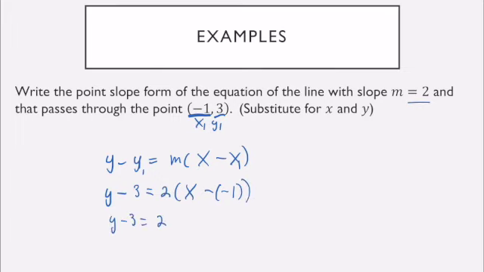That means I have y minus 3 equals 2 times x plus 1. I'm going to go ahead and distribute this 2, right? So that leaves me with 2x plus 2, y minus 3. I'm going to add 3 to both sides. That leaves me with y equals 2x plus 5. So the equation of a line with slope 2 passing through the point when x is -1, y is 3 is y equals 2x plus 5.